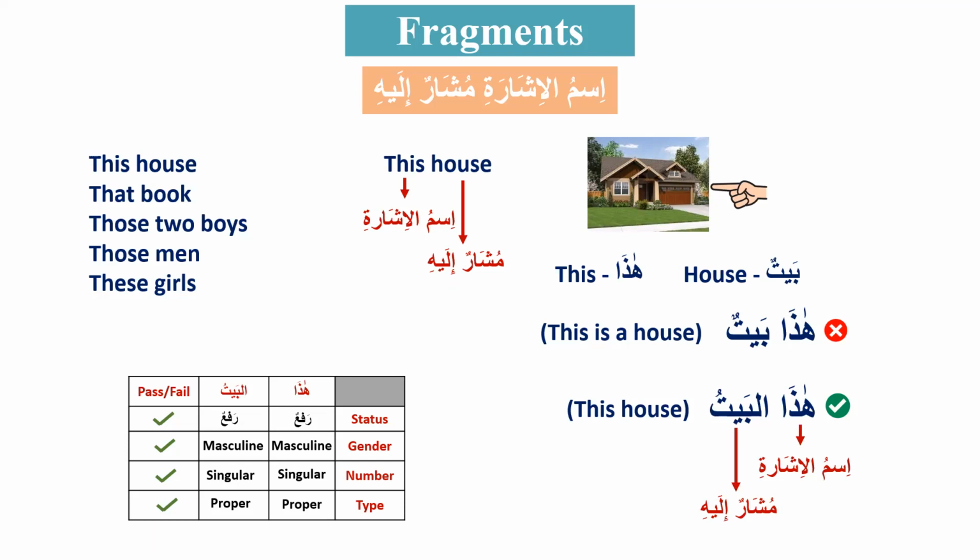It's very simple. The first word will be ismul ishara, and then you have to look at the next one. Does it have al with it or not? It has to have an al. And then it has to match with haza with respect to all its 4 properties. And then you are done. Then you can say this is a fragment, and this fragment is called ismul ishara musharun ilay. Simple as that. Any question on today's lesson?